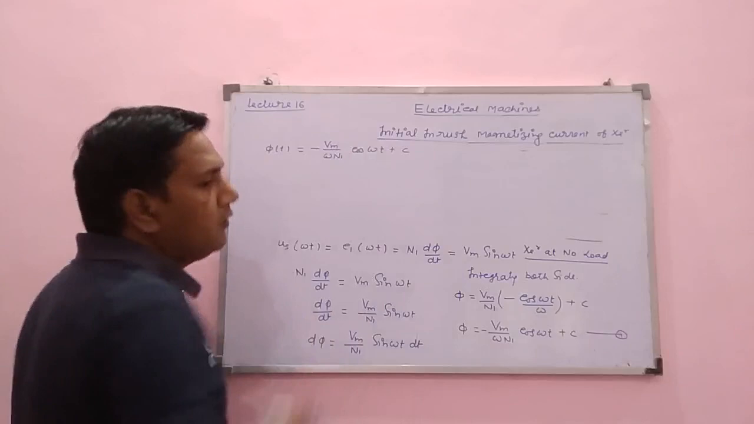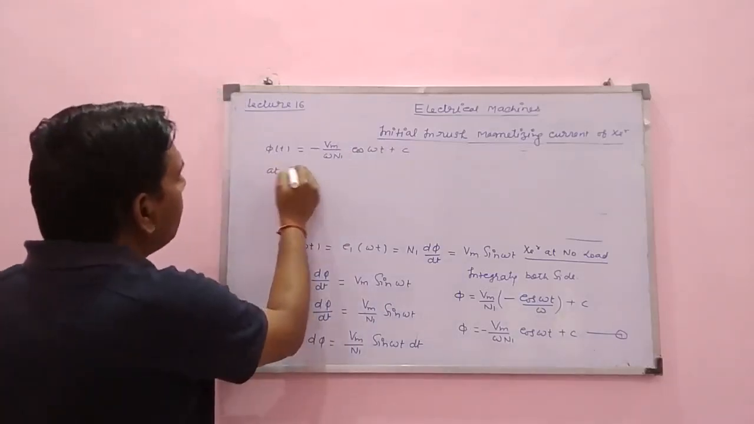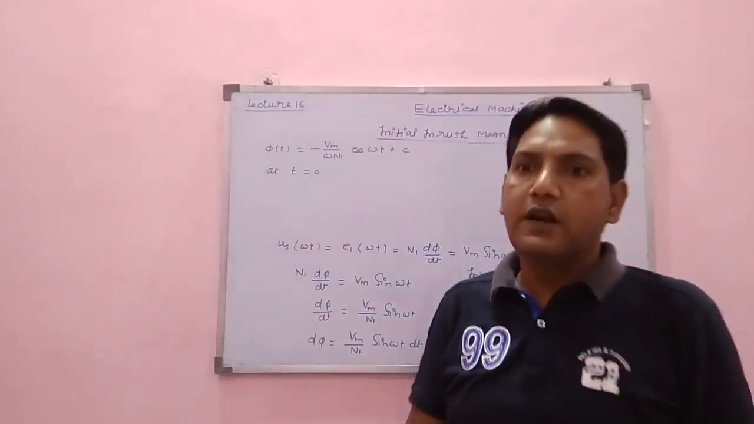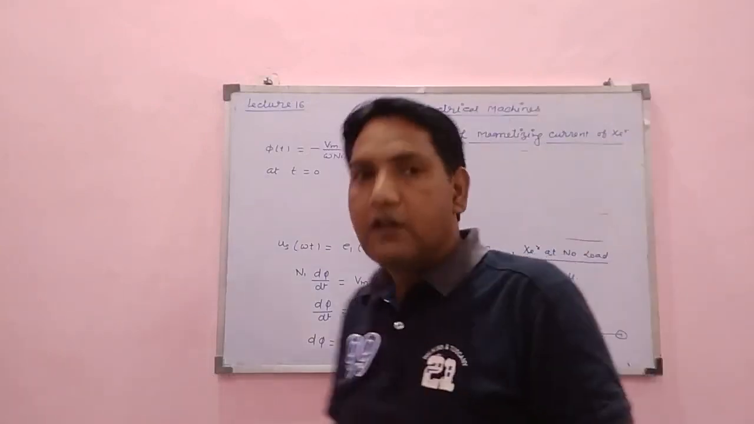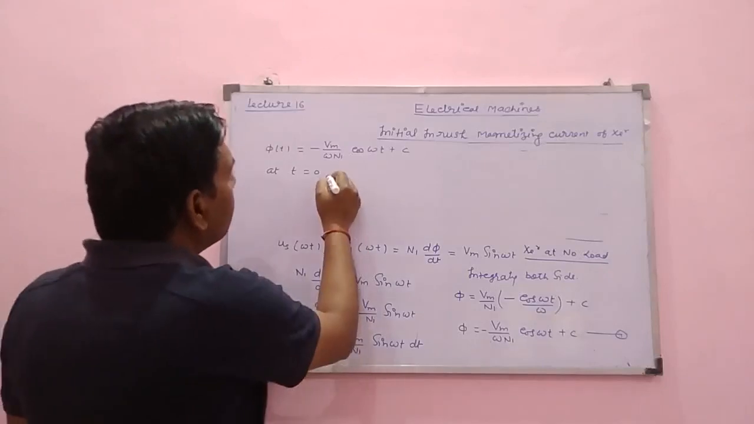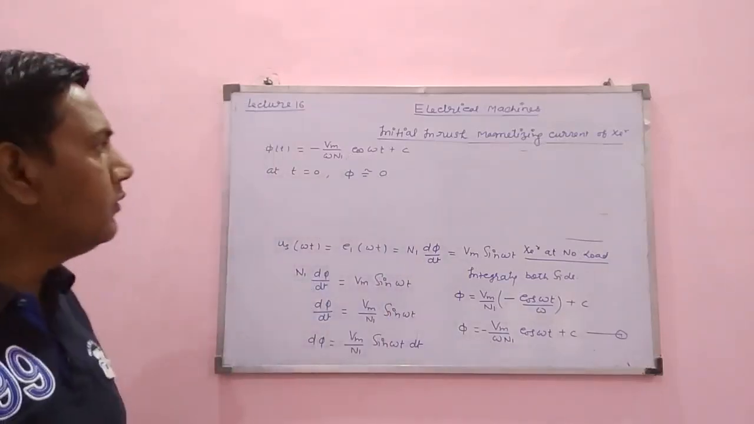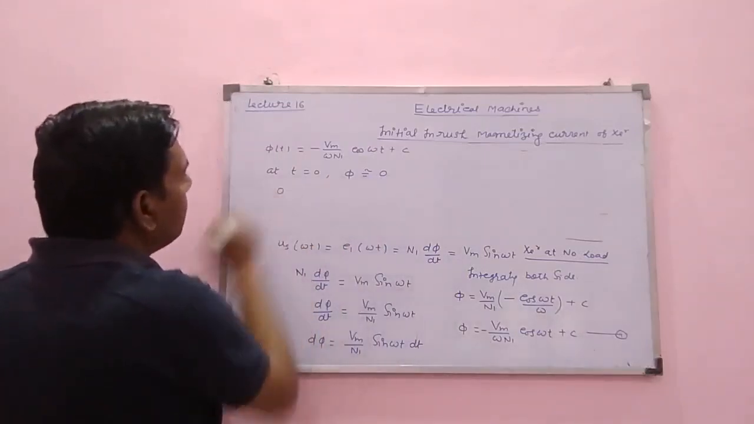So to calculate the value of c, we will apply the initial condition at t is equal to 0. At t is equal to 0, it is considered that there is no flux in the core. We are neglecting here the condition of residual magnetism. So at t is equal to 0, we consider that flux in the core is equal to how much? It is equal to 0. So at t is equal to 0, phi is 0, apply this condition.